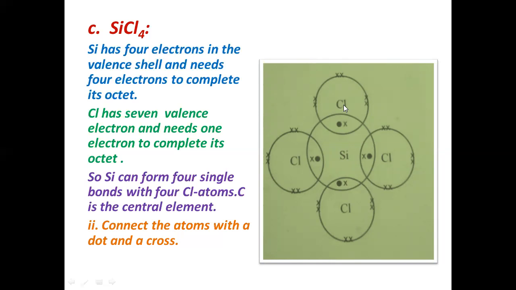Those 4 chlorine atoms, the first one, and you can see 1, 2, 3, 4, 5, 6, 7 electrons present in the outermost shell of each chlorine atom, and they will share one electron with the silicon. Then the outermost shell of silicon is completely filled. It has 8 electrons in the outermost shell. So this is the Lewis structure of silicon tetrachloride.